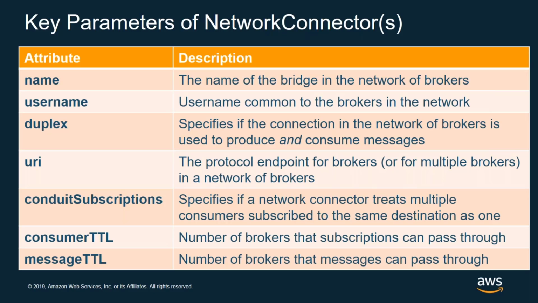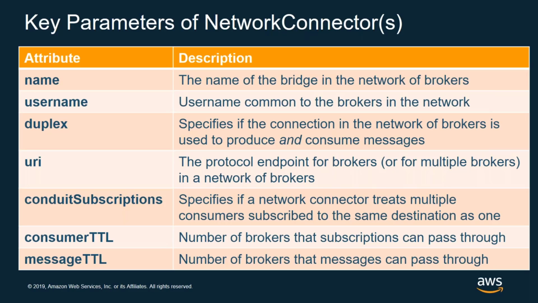You also define if the connection can be used to both send and receive messages using the duplex parameter that we just talked about. You must also use the URI parameter to define the endpoint that you want to connect your broker to. Then there is the conduit subscription setting that we introduced in the previous slide, where you define if the connector treats multiple consumers in the same destination as one.